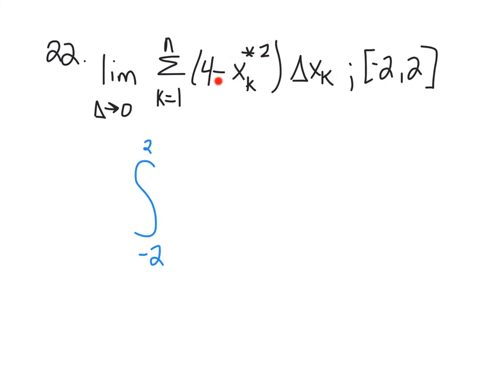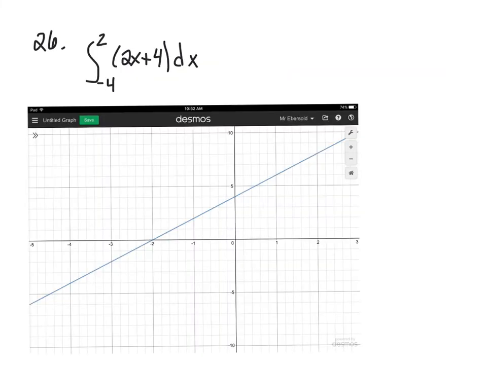So what is our actual function? Well, our actual function is going to be 4 minus x squared dx. All right, so here's how, kind of going in the opposite direction. How are we going to use this to find area under the curve?